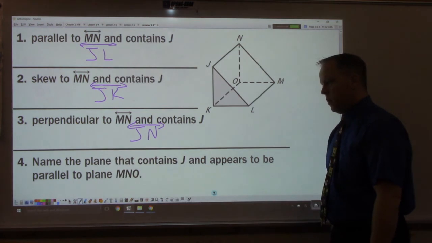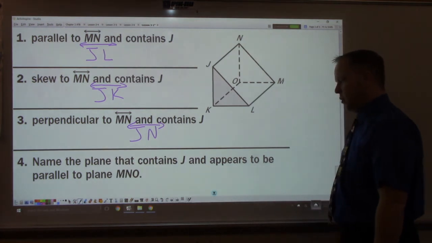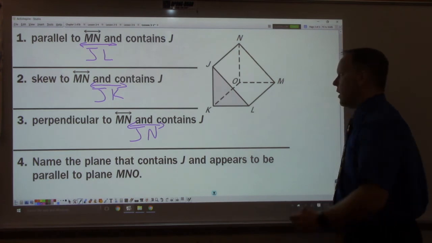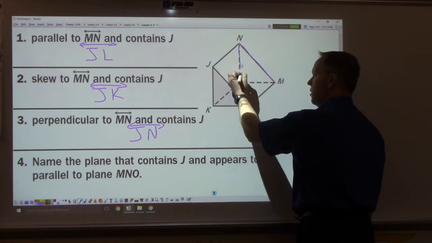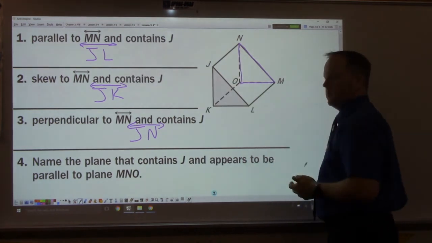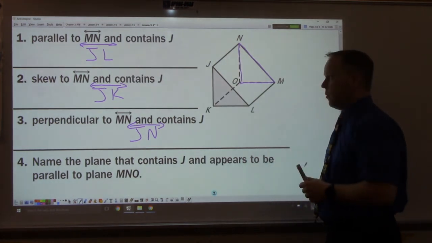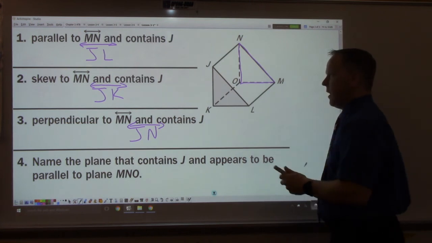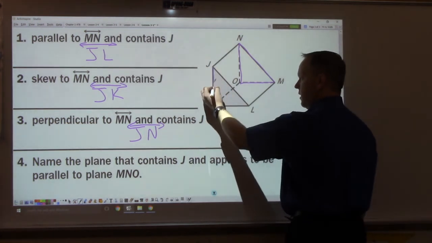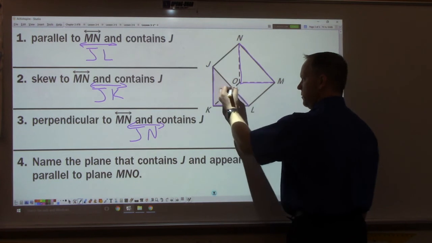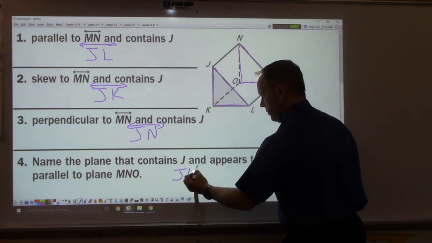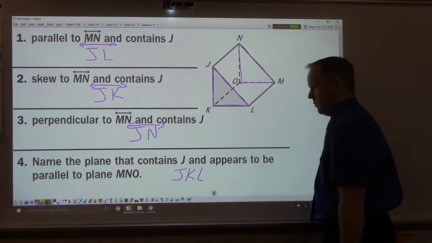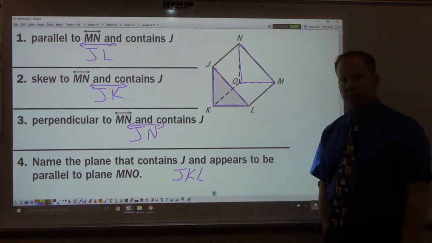And then number 4, name the plane that contains point J and appears to be parallel to MNO. Where is MNO? MNO appears to be the back of the prism. So what is parallel to the back? That would be the front. J, K, L. Here's the answers for the first 4 questions.